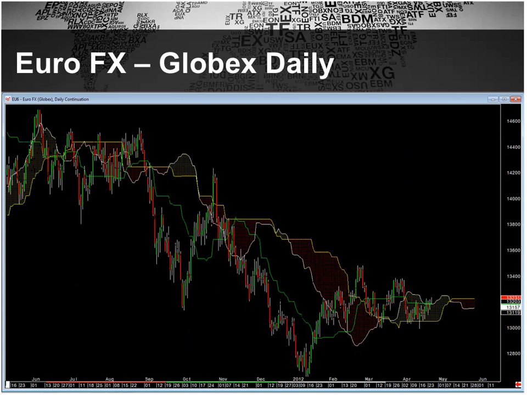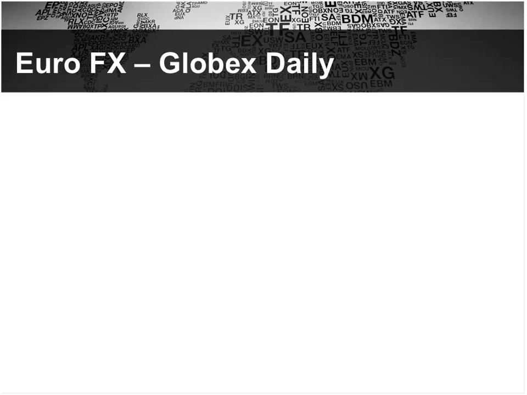This is the daily chart for the euro, basically EUR/USD for the FX side. You can see the nice long trends here, and remember, it'll allow you to pretty much stay in these trends as it comes out of the cloud.